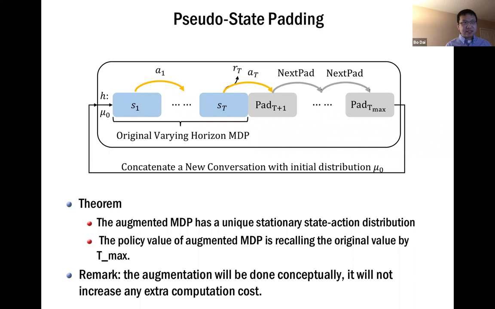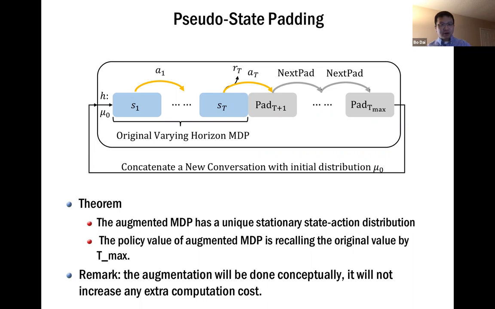And also we need to mention that in our implementation, we never in real conduct that kind of operation. It's just conceptual. So conceptually we have this kind of augmentation, but we never execute it. So there's no actual computational cost introduced here. So that's the first part, to avoid the difficulty we mentioned before.